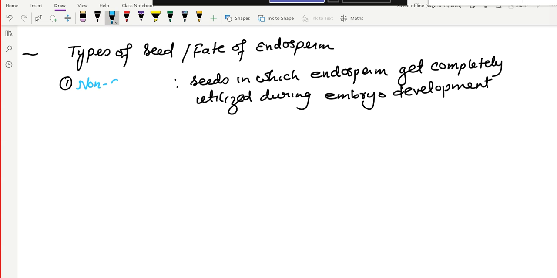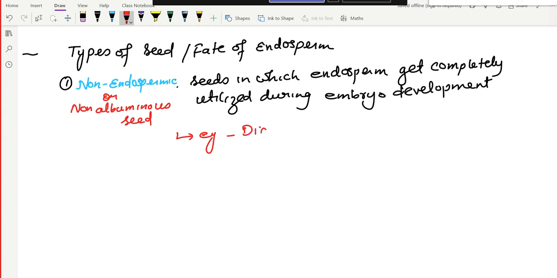इनको हम क्या बोलते हैं सर? Non-endospermic seed. Now these seeds are also given the name called non-albuminous seed. Now here we need to understand something, sir. Example, orchid seeds. Okay, orchid seeds being monocot, what are they? They are monocots, sir. So monocots especially have endosperm, but what we see here, endosperm is absent. So they do not have endosperm in their cases.